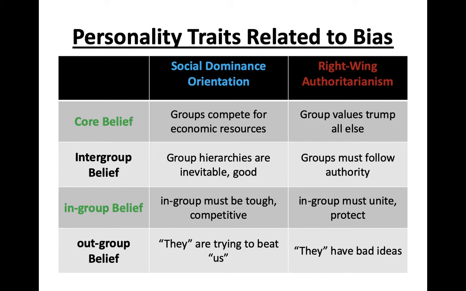All right, so just to summarize both social dominance orientation and right-wing authoritarianism, we can talk about the core beliefs of both. For social dominance orientation, the core belief is that groups compete for economic resources. Because of this core belief, it leads to the belief that group hierarchies are inevitable and even good. And that's the core belief about how groups relate to one another. In terms of the in-group, the group that I belong to, you have to be tough or competitive. And the out-group belief is that they are trying to beat us.